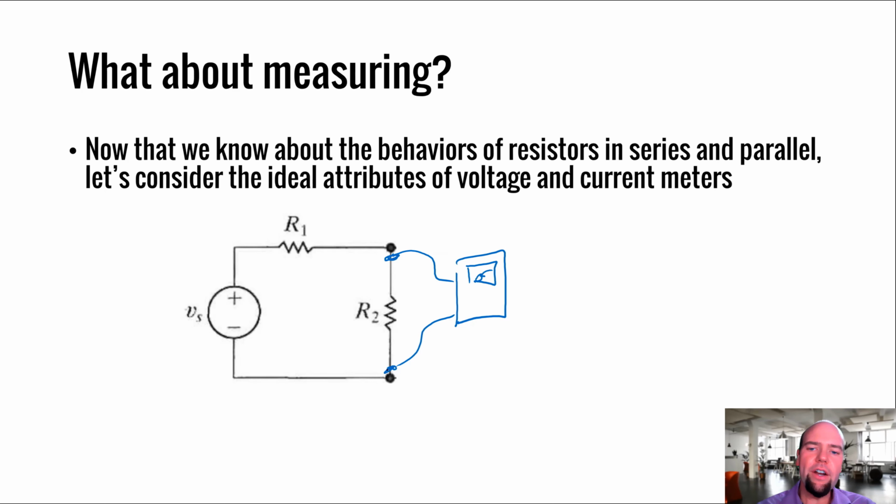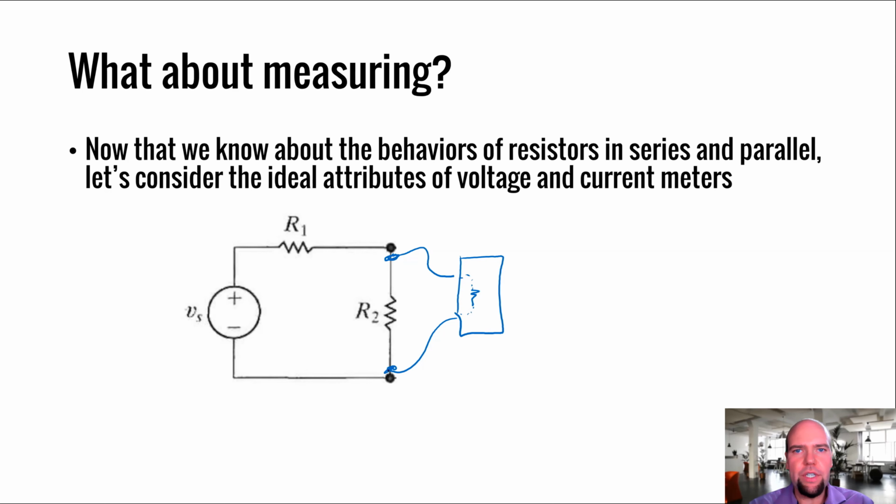So if our meter internally behaves like it's got a resistor in there, which real meters do, do we want this resistor to be very large or very small? I'm saying this meaning, if we're trying to minimize the impact that the meter has on the circuit, do we want this meter's resistance, measuring voltage across the resistor, to be very high or very low? Pause the video, answer the question, be honest.